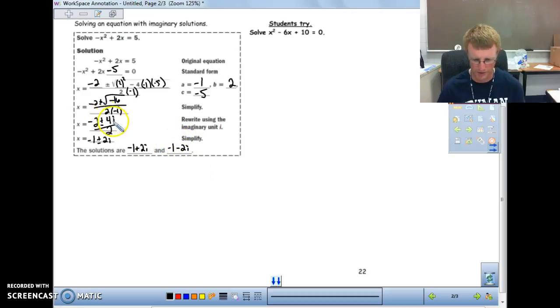So that's an example of where you get imaginary solutions. Why don't you try this one and see how you do?